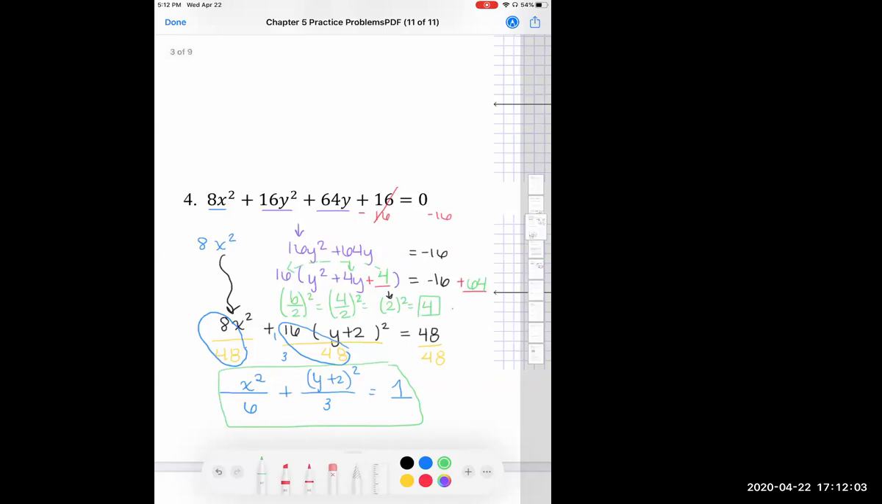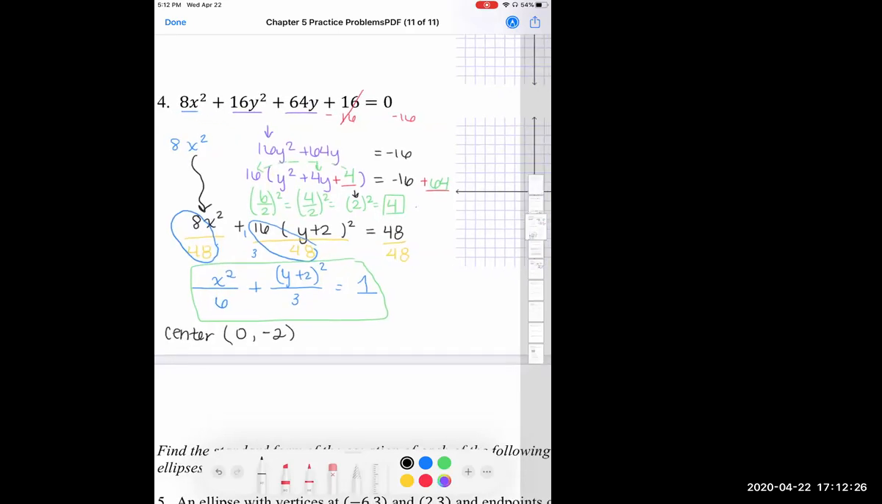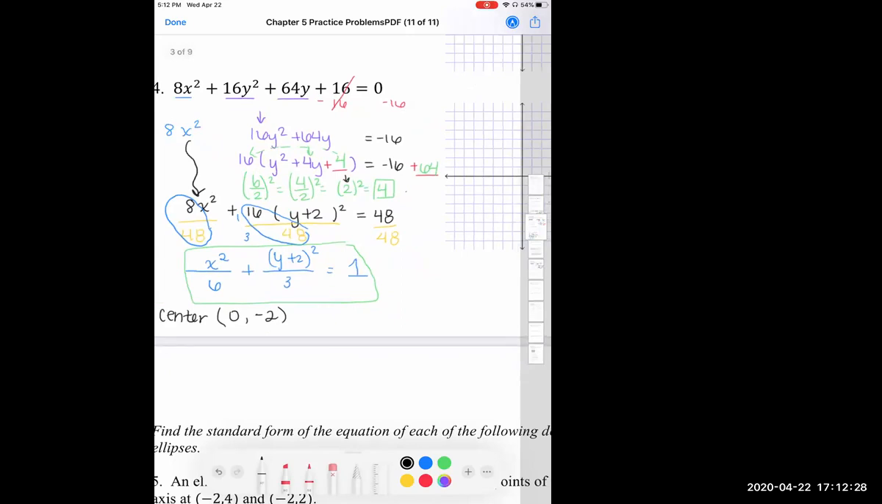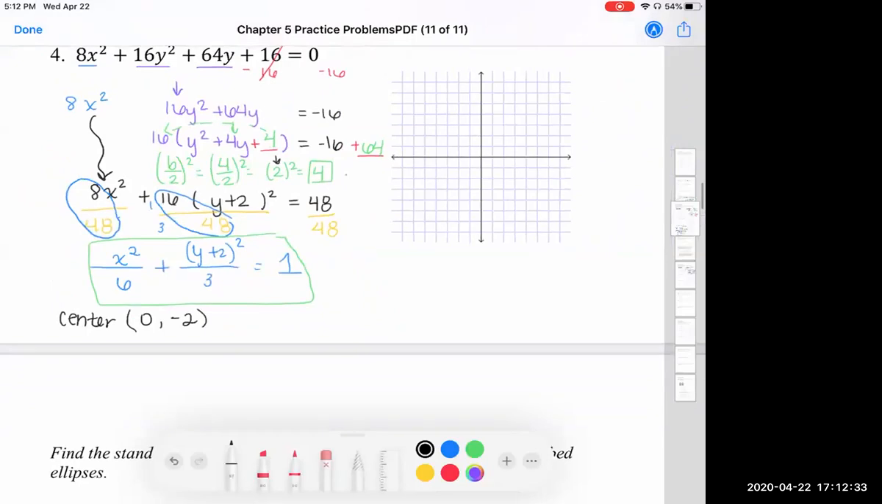All right, so pieces that we need for our ellipse. We know we have an ellipse because we have a plus in between. We need our center, which is x has the h and y has a k. Center of h, k is 0, comma, -2. And then each one of your denominators tells you a distance, right? So if we want to include our chart here, we have a center of 0, -2.